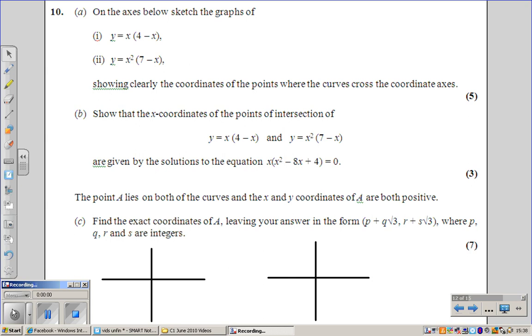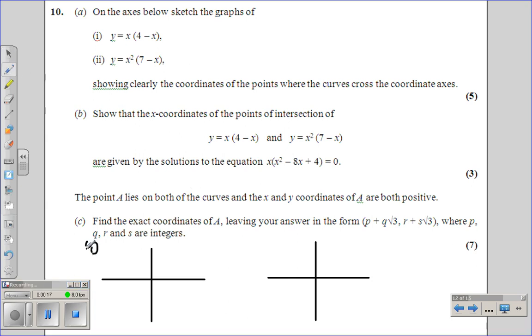Question 10, and this is a biggie, this one. Part A is okay, but part C is nasty, B is okay as well. On the axes below, sketch the graphs of these two. Nice, easy 5 marks, this. The first one, let's have a pen. Part 1, and we'll put part 2 on this graph.